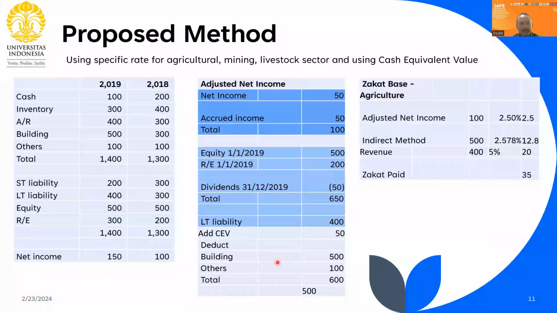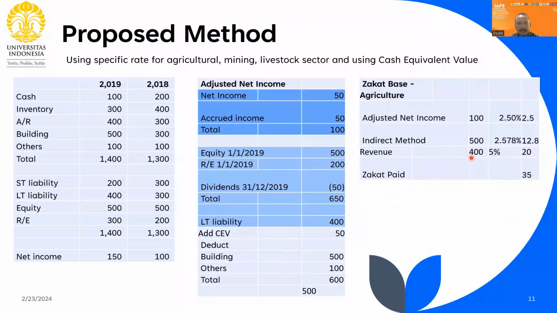This is our proposed method. For example, for agricultural, mining, and livestock, the basis is using cash equivalent value. So it's based on the revenue basis. Like before, for example, the net income is 100 multiplied by 2.5% is 2.5. The indirect method, as we can see here, is 500 multiplied by 2.578%, which is 12.8.